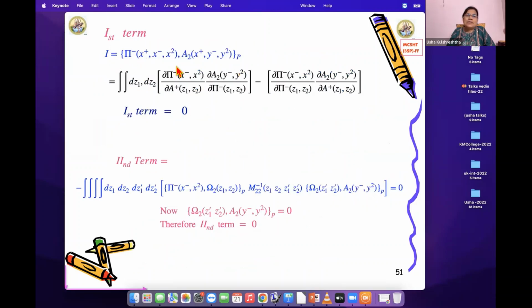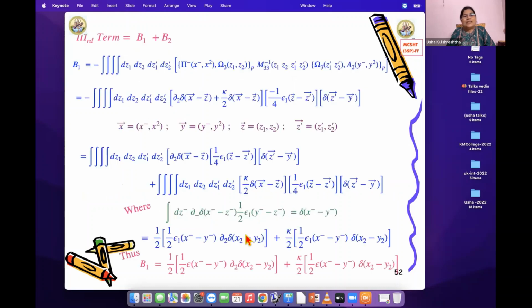So the first term is the Poisson bracket. I have calculated this Poisson bracket, and this comes out to be 0. Then in the second term, because this Poisson bracket is 0 here, therefore this second term is also 0. But this third term is a combination of these two terms. So I have calculated first B1, and B1 comes out to be this one. First of all, I calculate Poisson brackets among these constraints. Then I use the inverse of the matrix elements, and then we write down this.